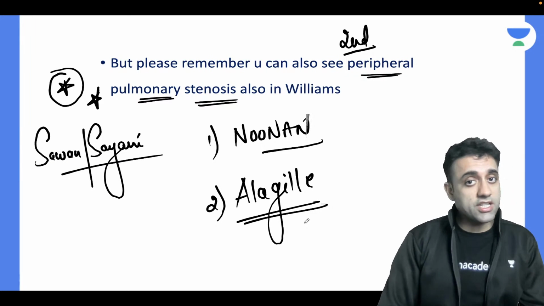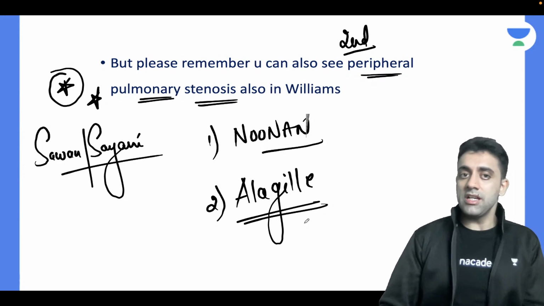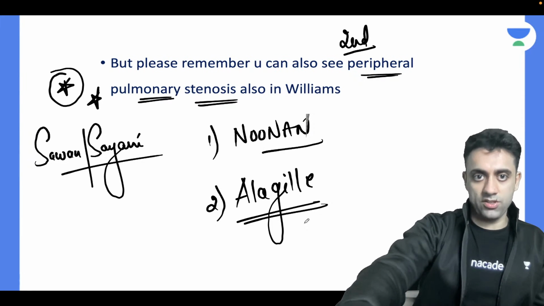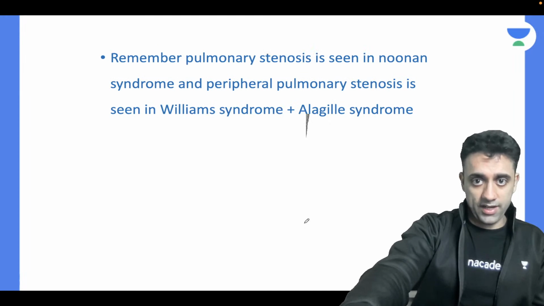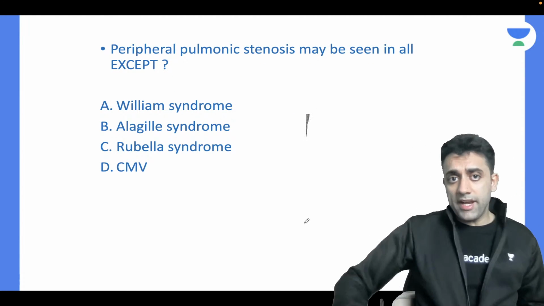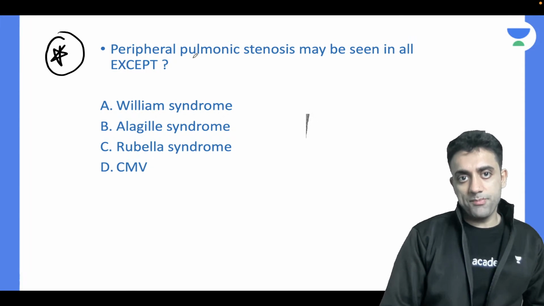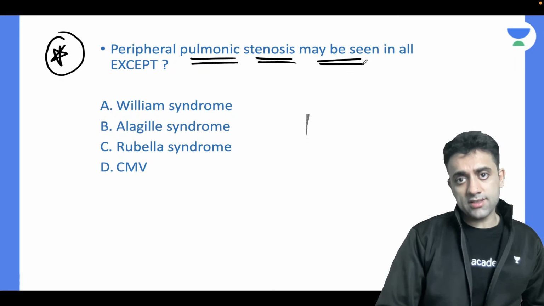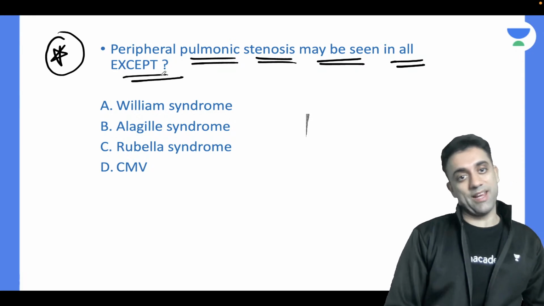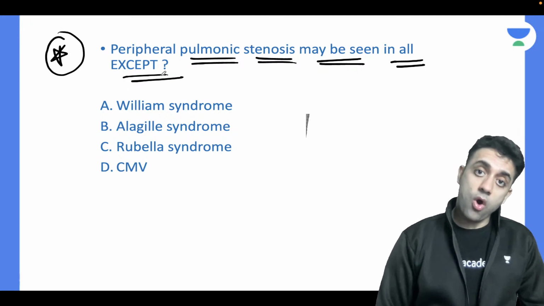And the most common congenital heart disease in Williams syndrome, or I would say the second most common, is again peripheral pulmonary stenosis, right? Very good. This is a good question. Peripheral pulmonary stenosis was a NEET super speciality question: it may be seen in all except.